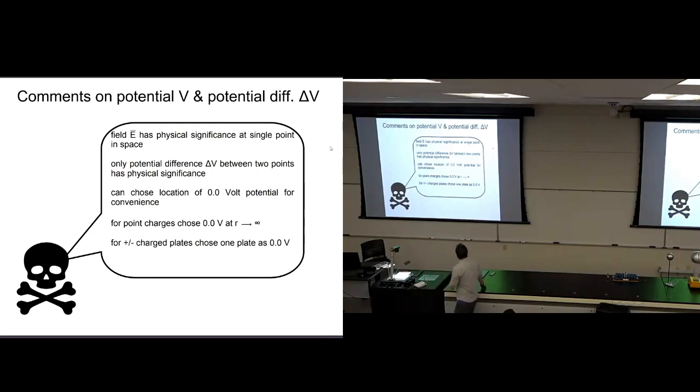Okay, so just a few comments on that. I've sort of alluded to some of these comments, but I really want to stress them. The field has a physical significance at every point in space. So you can define the field at every point in space. And if you were to change the field at a point in space, then you would change forces. You would change the consequences.